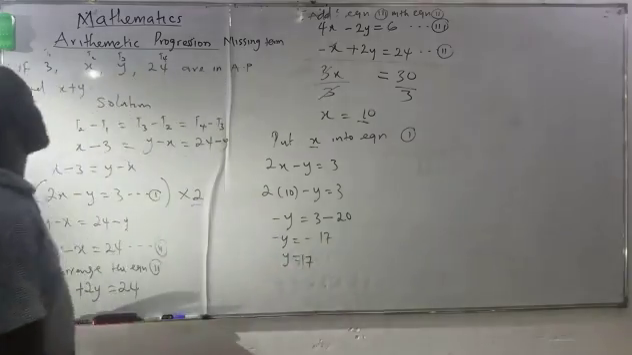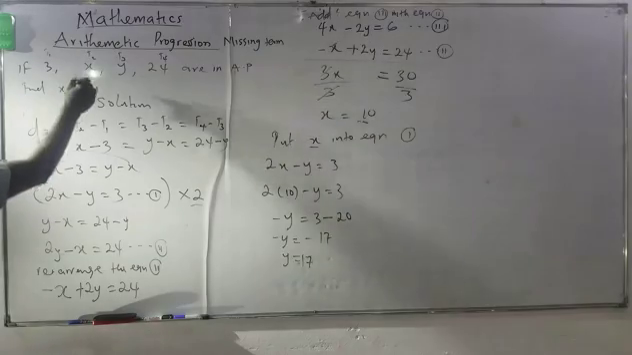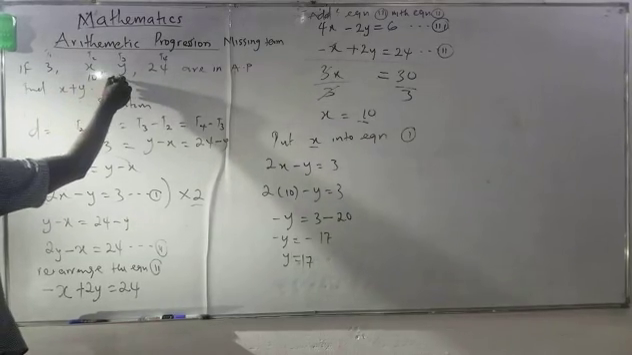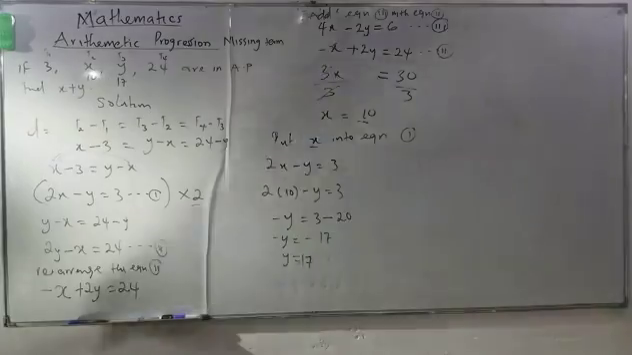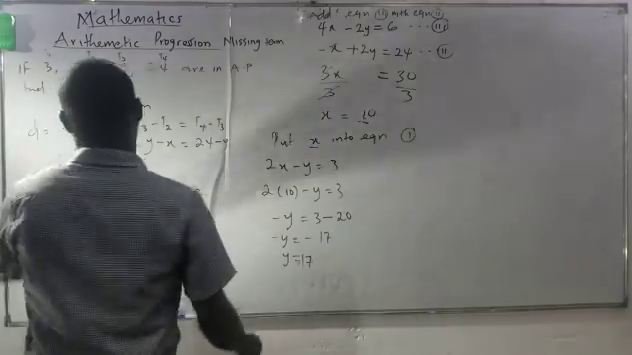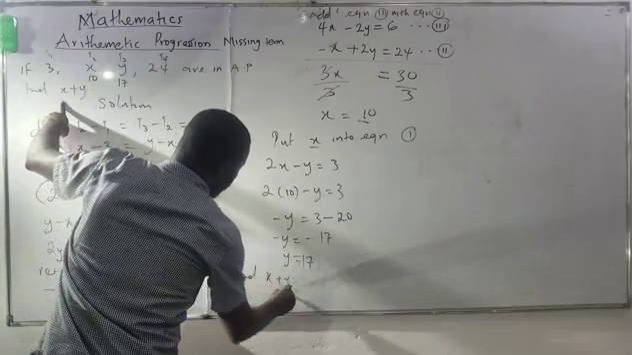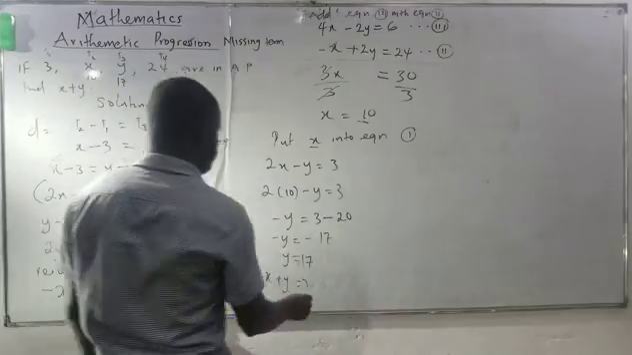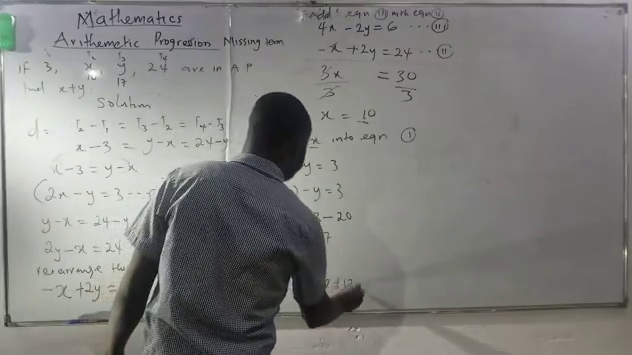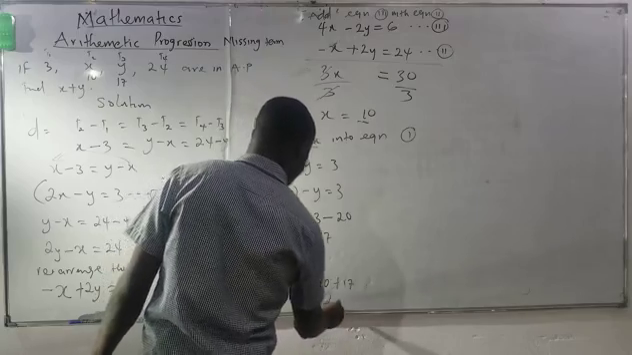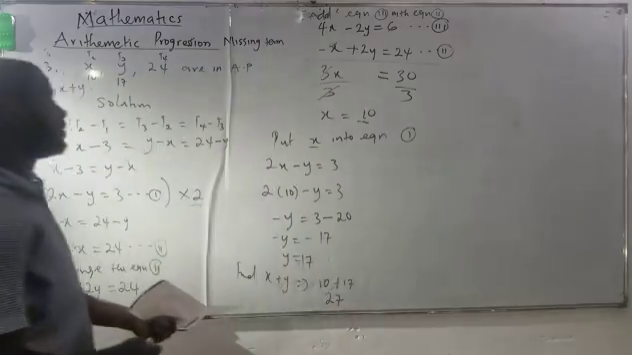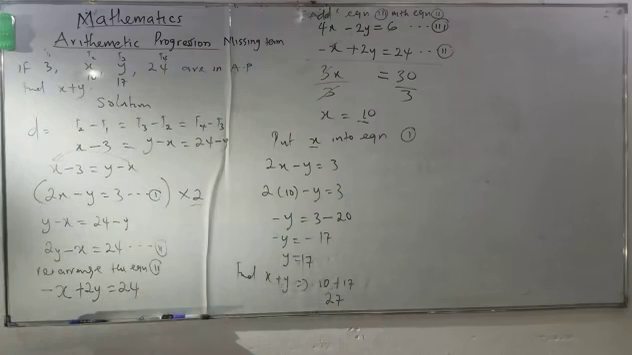It means here x is 10, and here y is 17. Now, you are asked to find x plus y, which implies 10 plus 17, which will be equal to 27. That will be the option answer. Now, I think I should be fine.